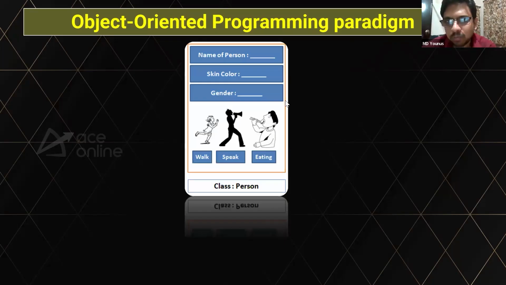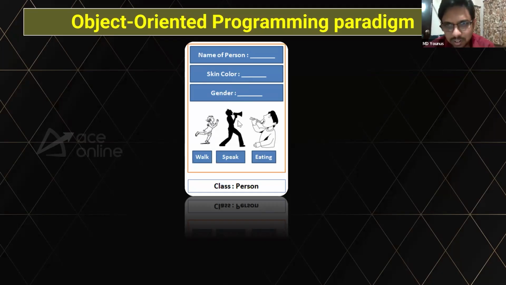Acha, there's one more example to make you understand. Suppose I create a class called person. Can you tell me what its properties are? What are the properties for the person class here? Okay, name of the person, skin color of the person, gender of the person. And what can a person do? Walk, speak, and eat. Okay, did I fill any information inside this class? Can we create an object without a class? No, you cannot create an object without a class.